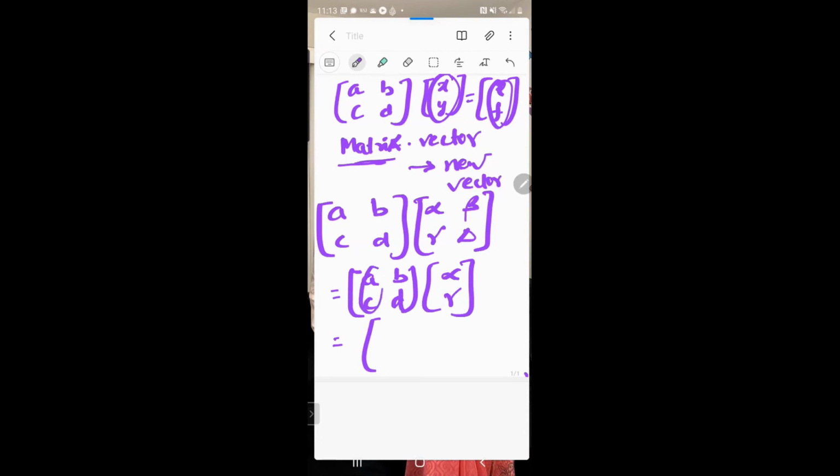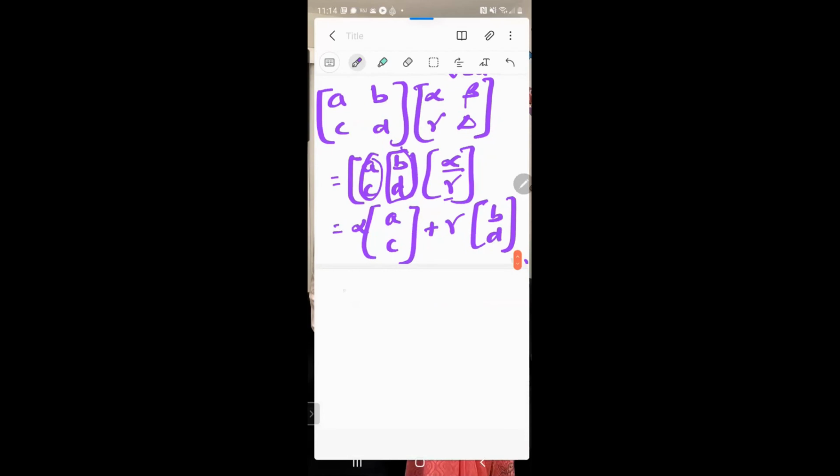So this first column multiplies with this first value, right? So alpha times AC. And the second column multiplies with the second value. So gamma times BD. So that gives us alpha A plus gamma B, alpha C plus gamma D. I'm writing gamma very poorly, almost like an R, but bear with me. So this is our first column in this resultant matrix, right?